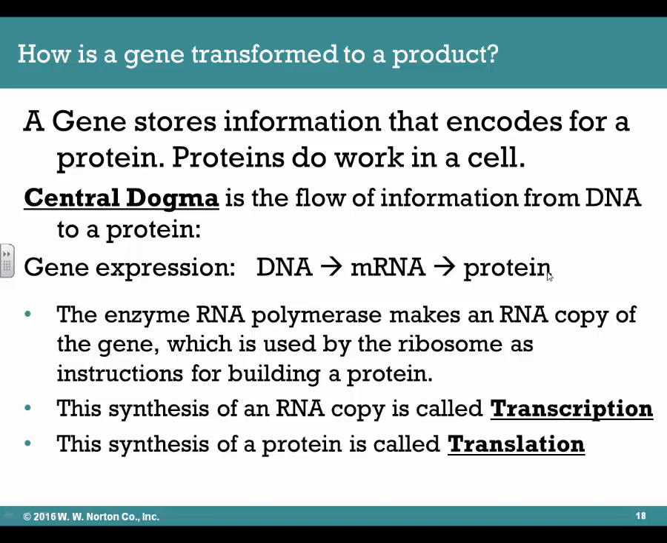And this is true of any living organism, whether it's a fungus or our own human cells or a bacterium. It doesn't matter if it's prokaryote or eukaryote, this is the flow of information. And the enzymes that carry out these two key steps of transcription from DNA to mRNA and translation from mRNA to protein are RNA polymerase, which takes care of transcription, and then the ribosome, this complex of RNA and protein that takes care of translation. So you should know those two main steps and the flow of information.